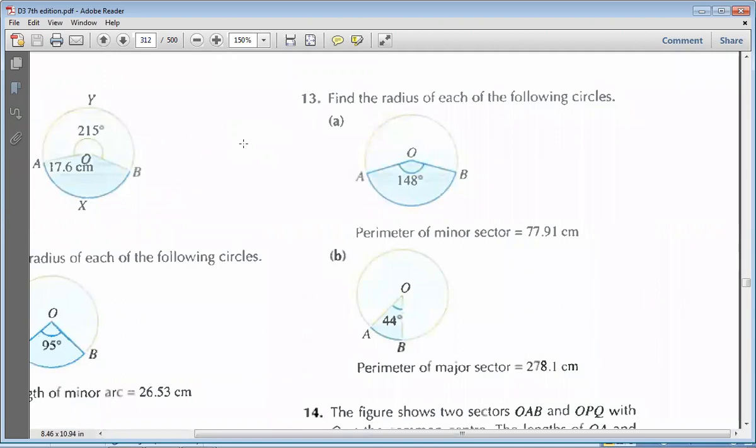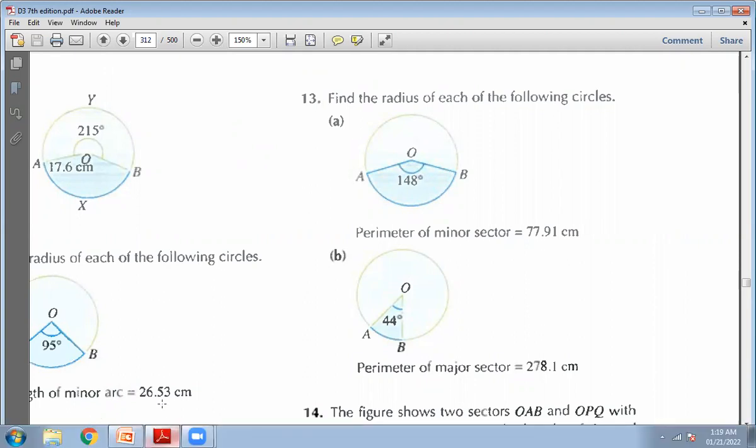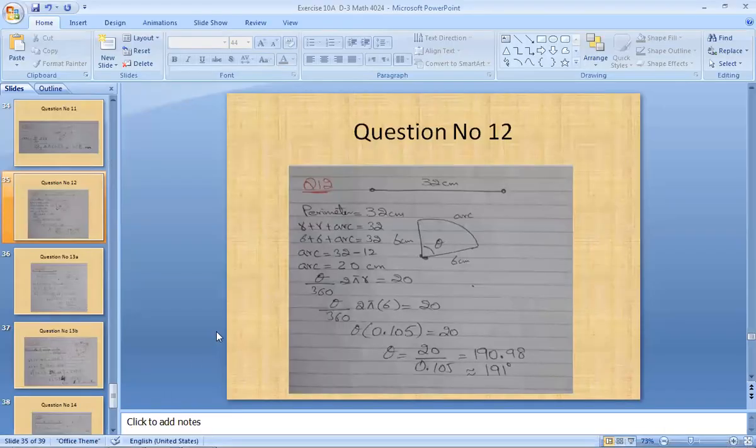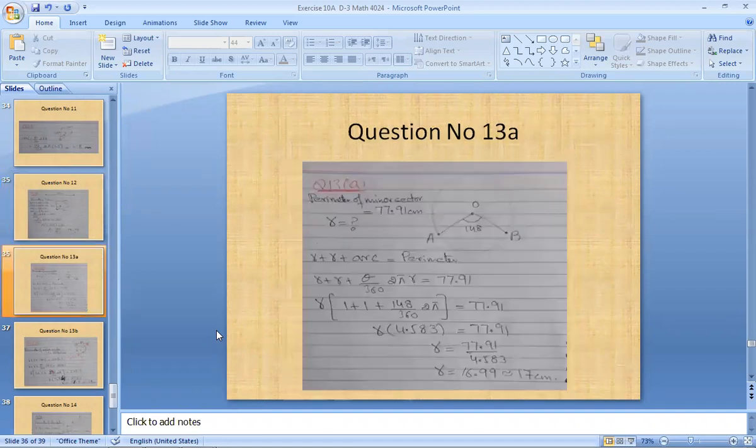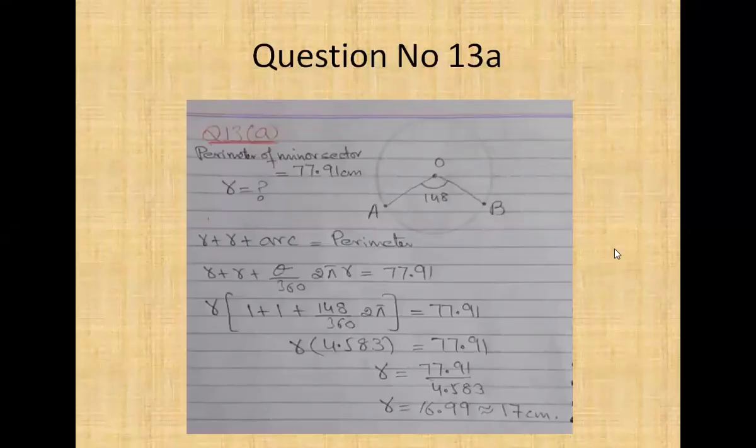So question number 13 is coming up on your screen. It says, find the radius of each of the following circles, and the perimeter of the minor sector is equal to 77.91. So the perimeter of the minor sector is given as 77.91 centimeter.